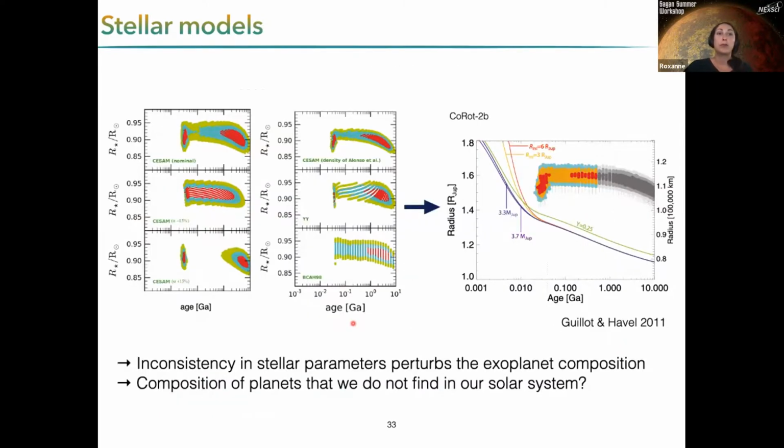So the inconsistency in the stellar parameters perturbs the exoplanet composition. This was an exercise made by Pio and Haven in 2011. They used a stellar model called CESAM, where there are many possibilities for the radius and the age. So you see here the distributions, and this leads to different radii of CoRoT-2b. This was the aim of the study. So you see that it's very, very important.